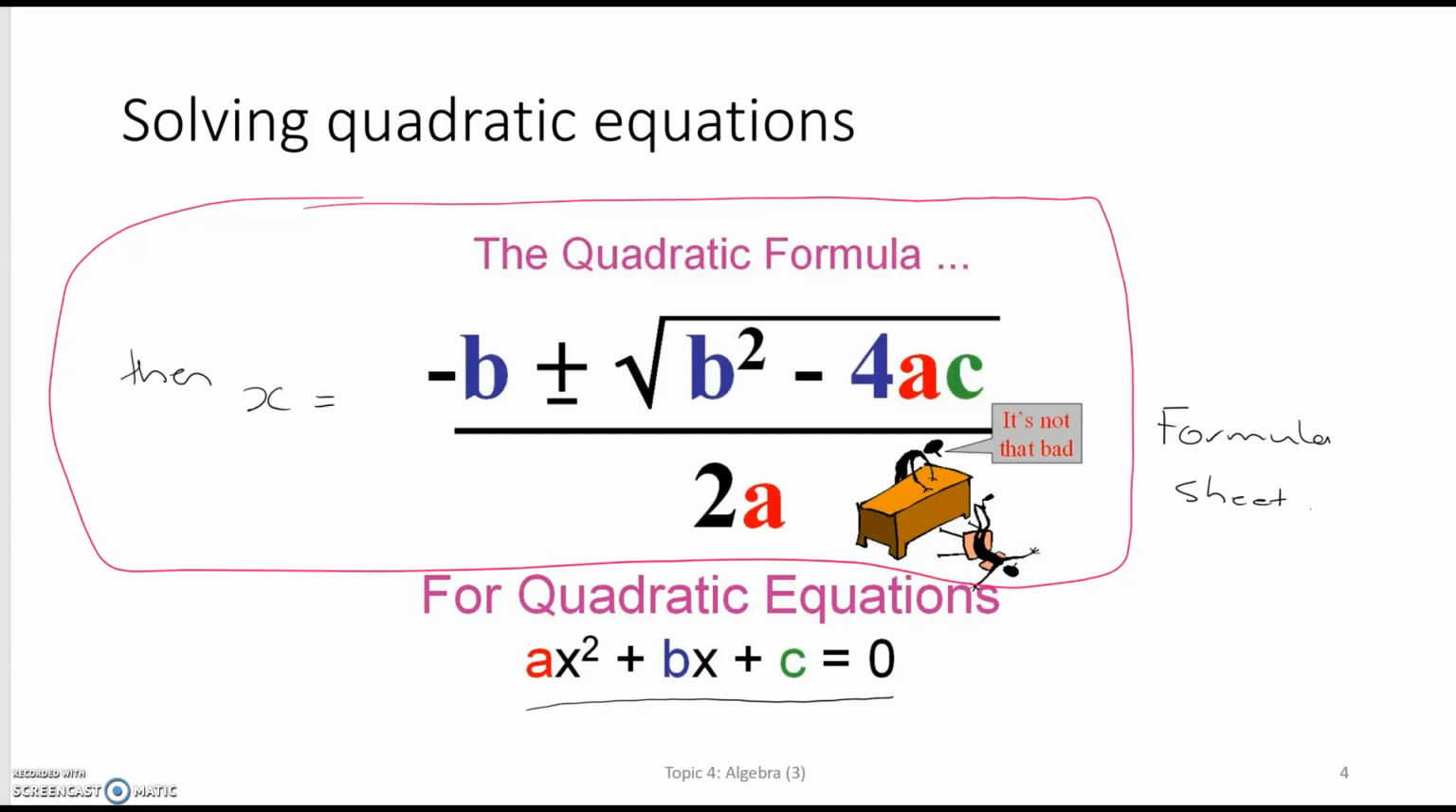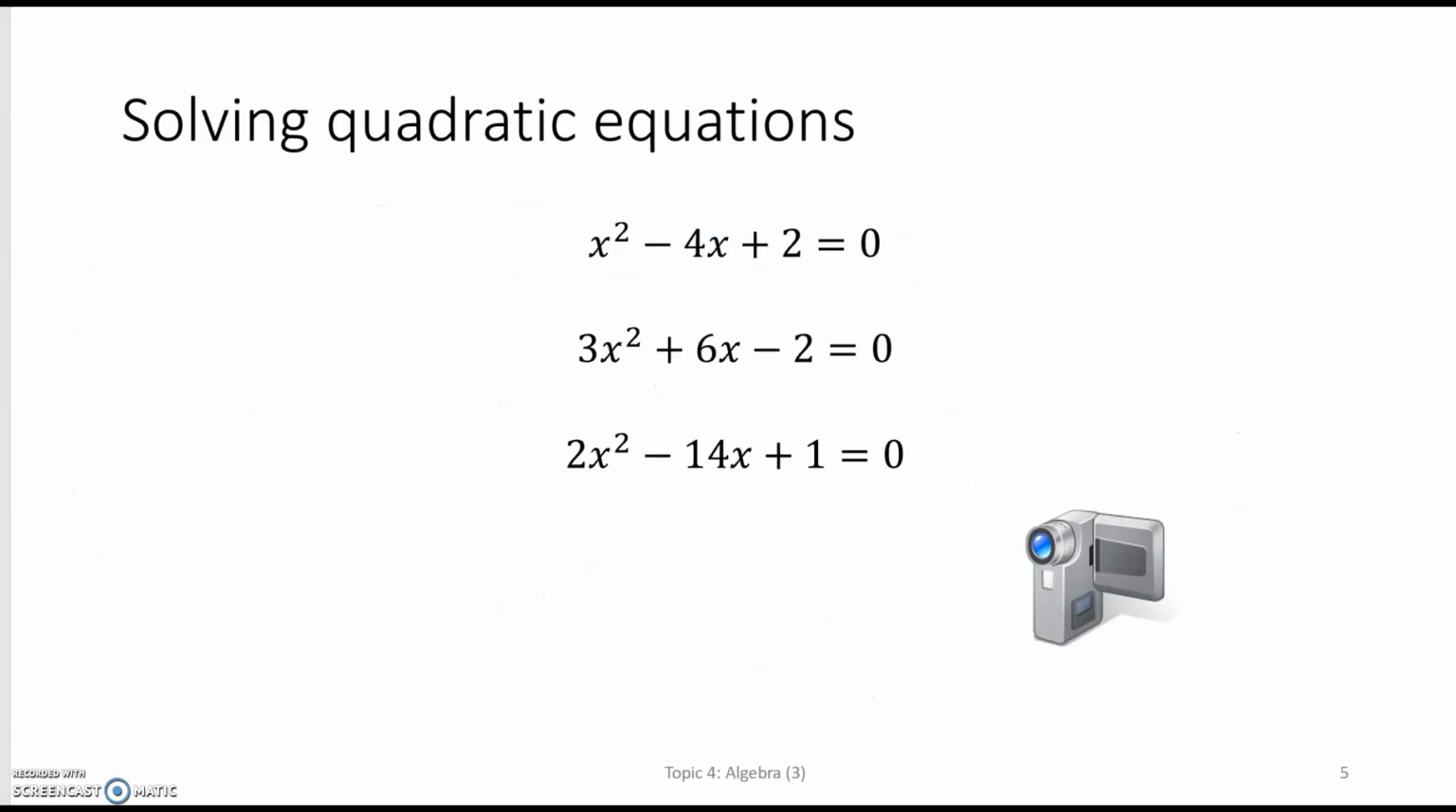Now, sometimes what you're going to do is you're going to think, oh, no, it doesn't factorize, so I'll use the formula, and then when you get to the end, it's, oh my goodness, I actually could have factorized that. But that doesn't matter. You can use this formula anytime. Sometimes it's just quicker to use the factorizing method if it factorizes.